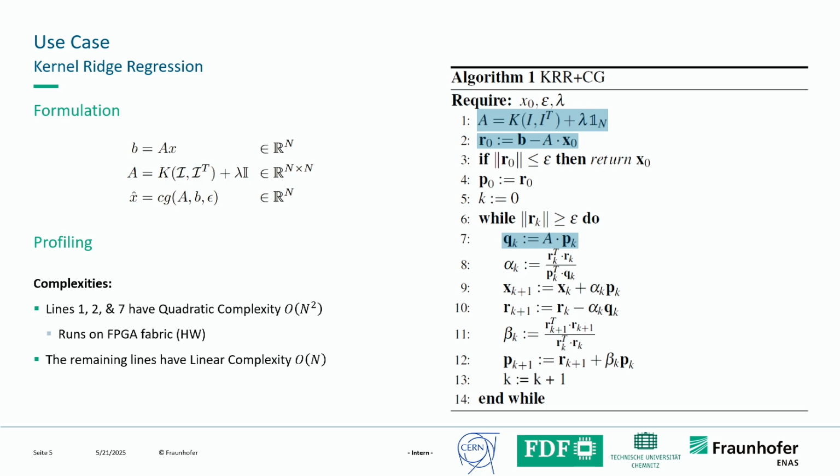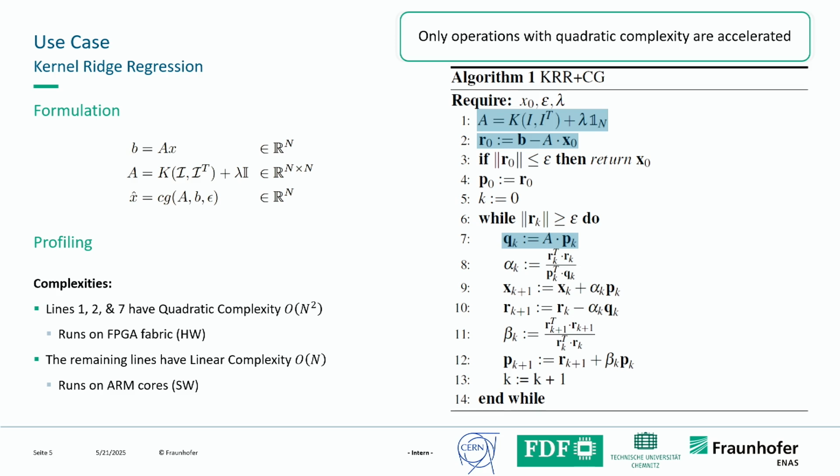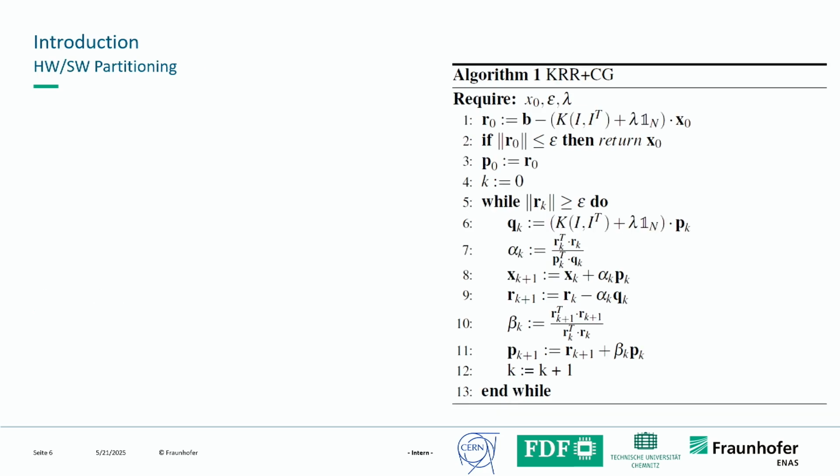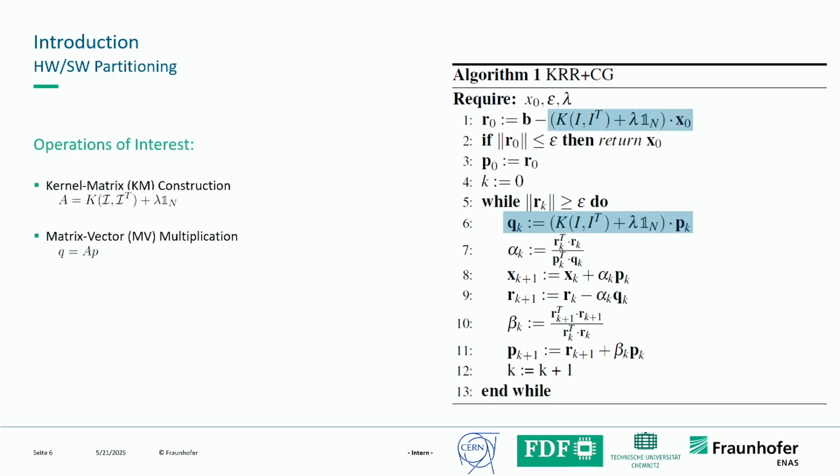The FPGA is not a helper here, it's the main compute platform. And the remaining stuff will go into software, for example, the ARM cores that already are included in most FPGA standalone boards. And then the algorithm changes a little bit, where we calculate the kernel matrix and the multiplication afterwards.